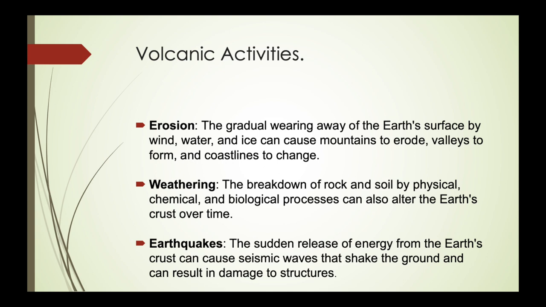Erosion. The gradual wearing away of the Earth's surface by wind, water, and ice can cause mountains to erode, valleys to form, and coastlines to change. Weathering. The breakdown of rock and soil by physical, chemical, and biological processes can also alter the Earth's crust over time.